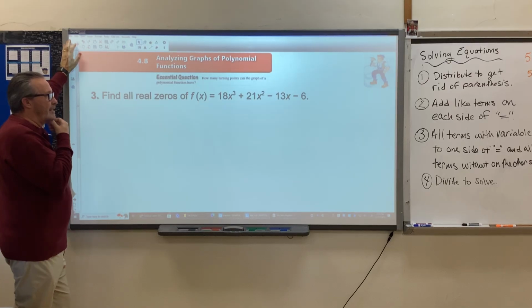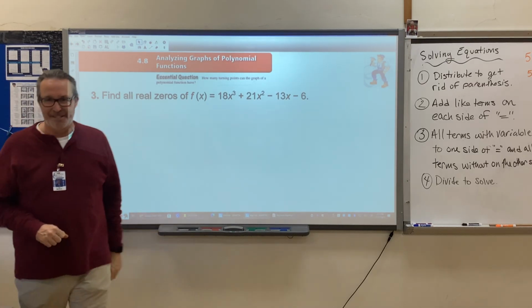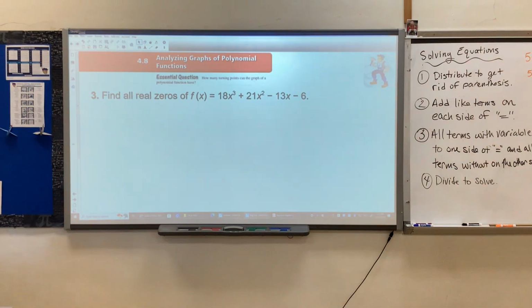All right, what about this? One of these, there is not a nice one. It turns out to be cruel. Here, 18x to the third, plus 21x. Oh, this is it.